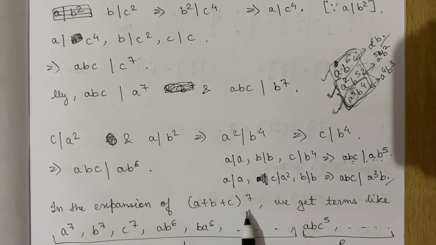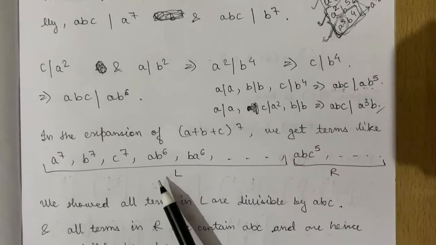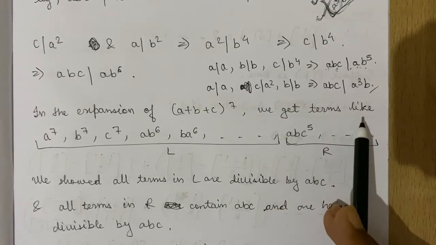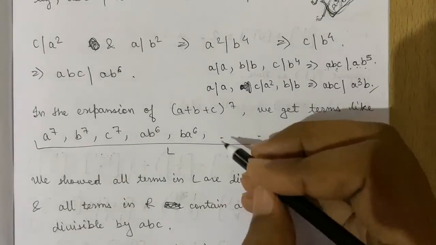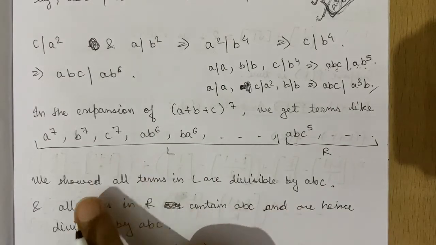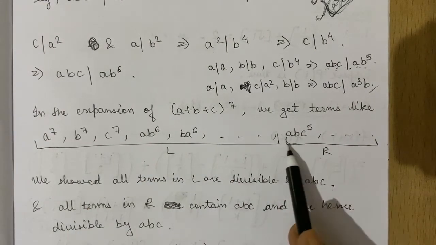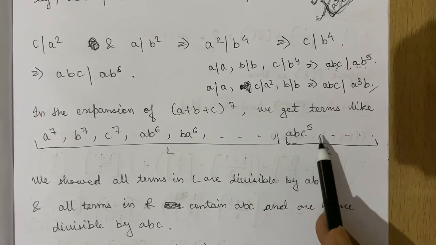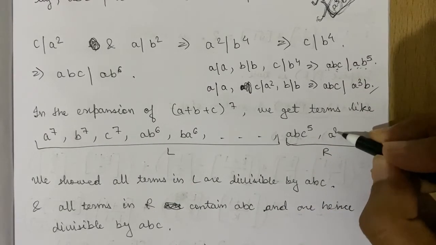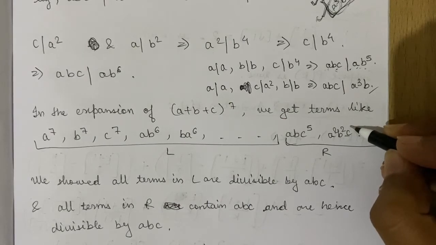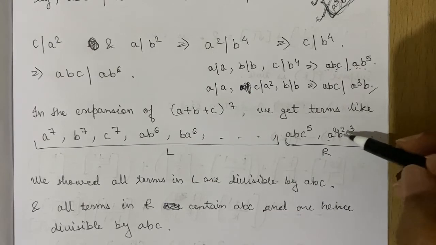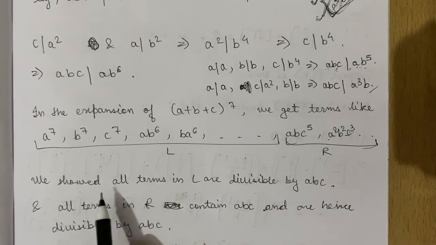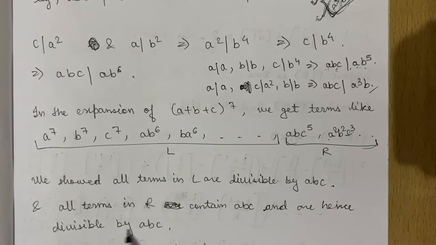So in the expansion of (A plus B plus C) to the power 7, we get terms like A to the power 7, B to the power 6, and so on, which do not have at least one of A, B, C, and there are terms like ABC to the power 5, A square B square C to the power 3, and so on, which have all three of A, B, C. So all the terms in L are divisible by ABC, and all the terms in R contain ABC, so they are divisible by ABC.